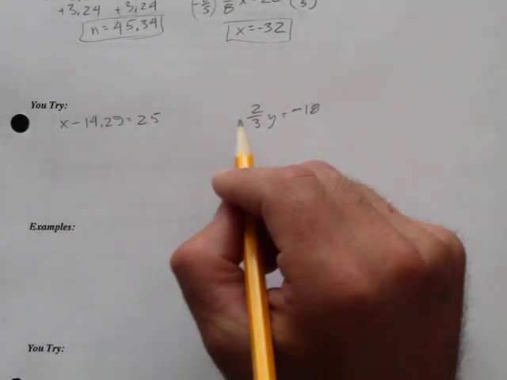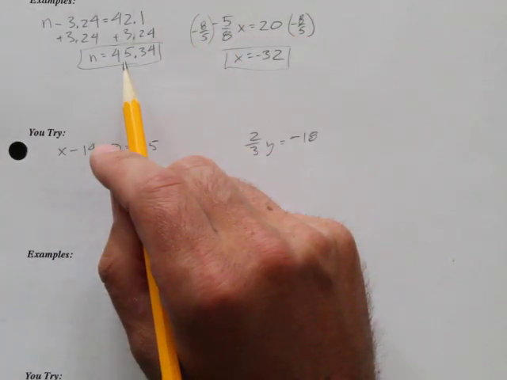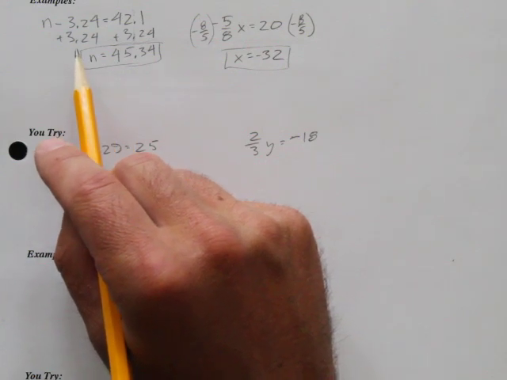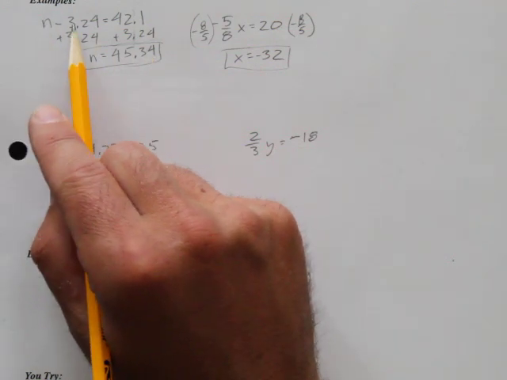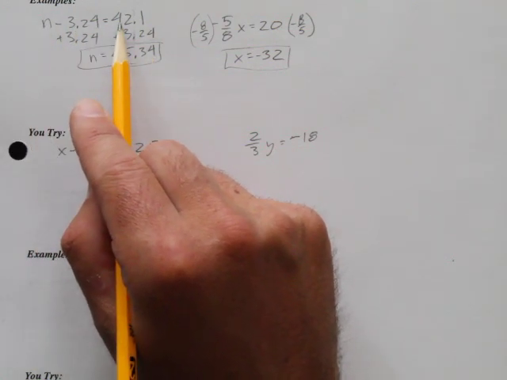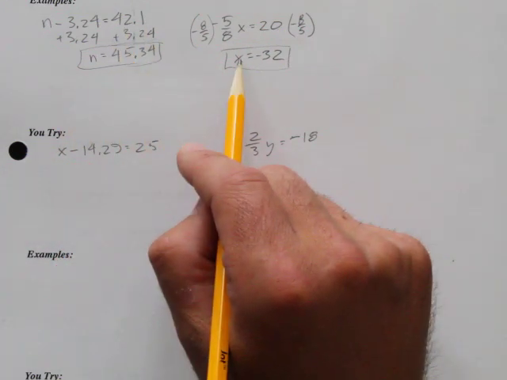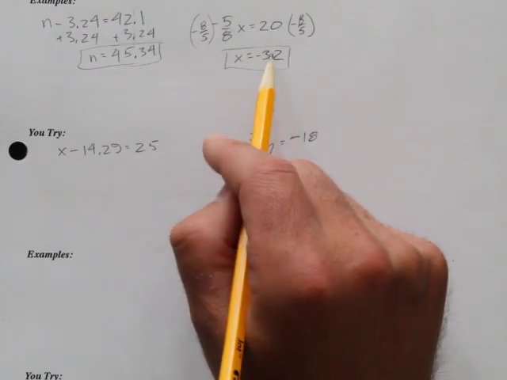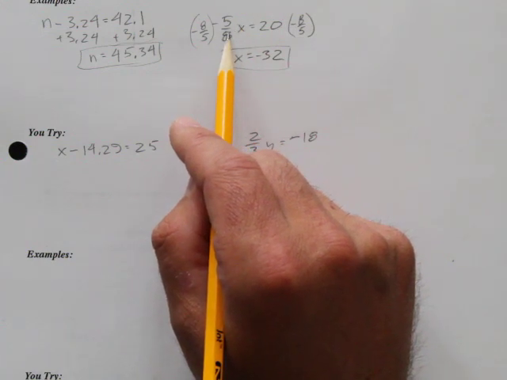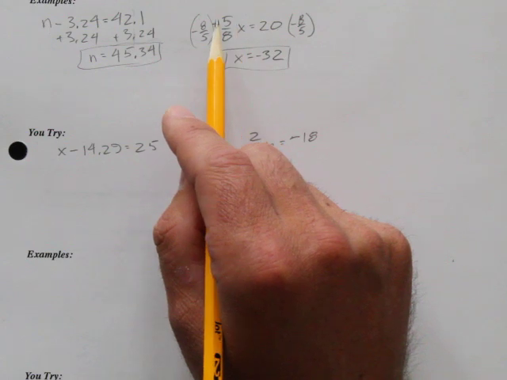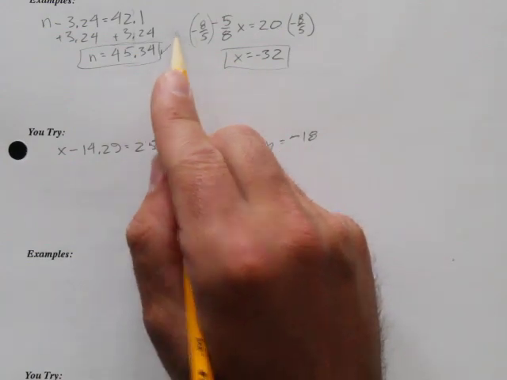All right, here we go. One thing that we didn't do is check our work on these two, and that is something we should definitely do. If we go back and say 45.34 minus 3.24 equals 42.1, we would do that on the calculator and find out that that's right. Also with this one, we plug this x back into the original equation. Negative 32 divided by 8 is negative 4. Negative 4 times positive 5 gets me 20. So I've checked both of those answers. Make sure you check your work.